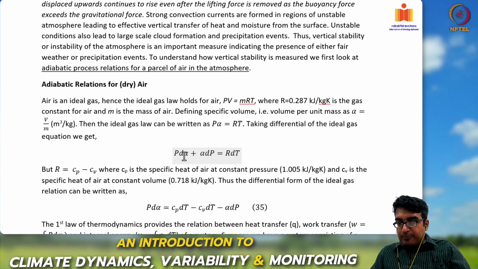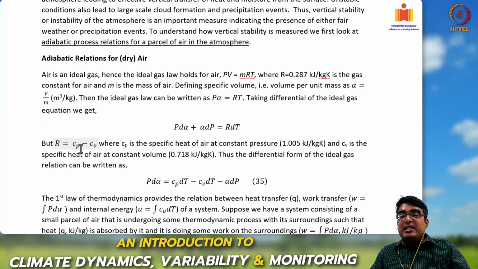Pressure into differential change in specific volume plus specific volume into differential change in pressure equals gas constant into differential change in temperature. However, we have already said that R is Cp minus Cv. Okay, so the gas constant R is the difference between the specific heat at constant pressure minus specific heat at constant volume. This is a very standard relationship for ideal gas, where Cp is the specific heat of air at constant pressure. Its value is 1.005 kilojoules per kg Kelvin, and Cv is the specific heat of air at constant volume, which is 0.718 kilojoules per kg Kelvin.